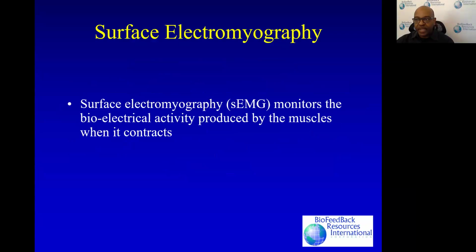Looking at what surface EMG is, we're monitoring the bioelectrical activity that's produced by the muscles when they contract. The muscle contracts, energy is produced, and some of it makes it to the surface of the skin. The rest of it is absorbed along the way by the tissue, but there's enough that makes it to the surface of the skin that we can measure.